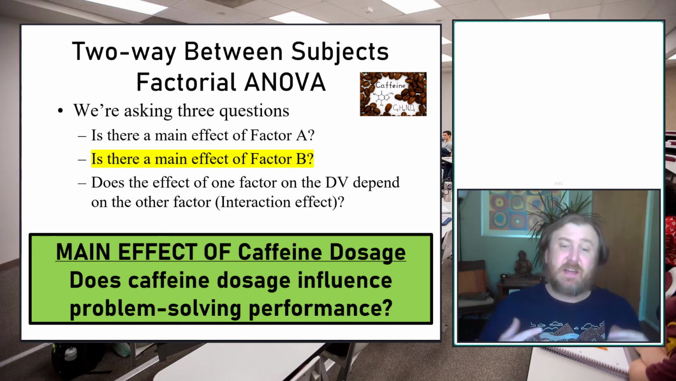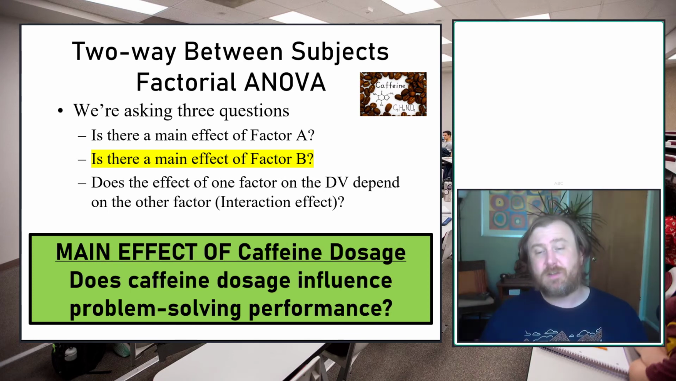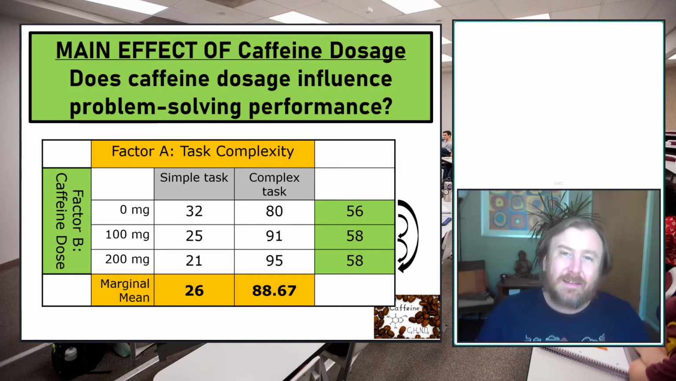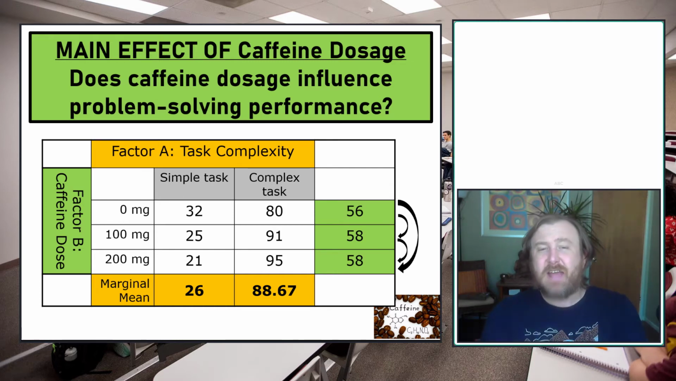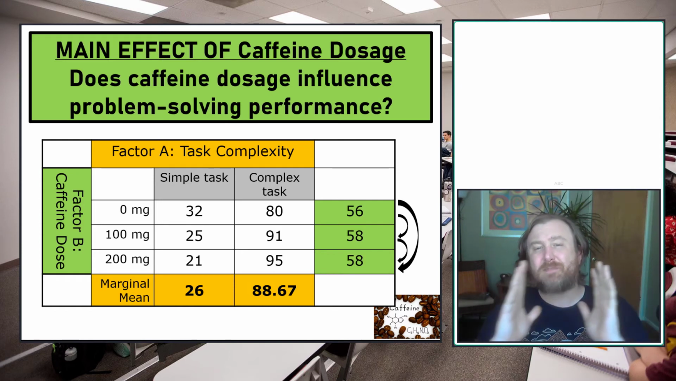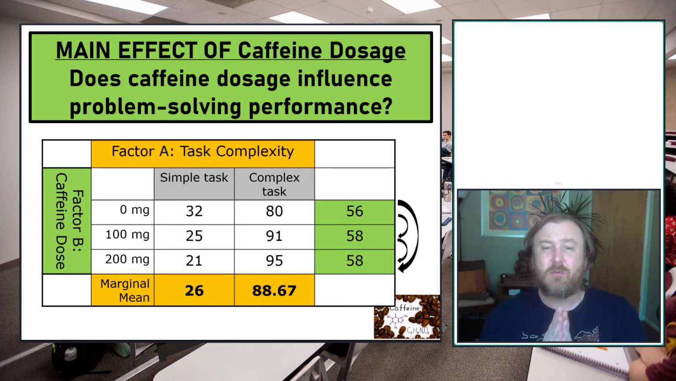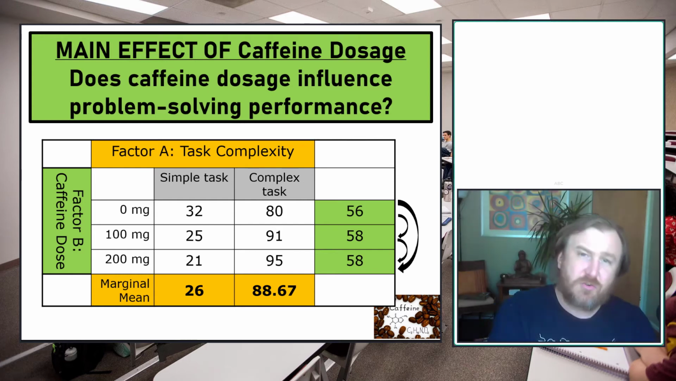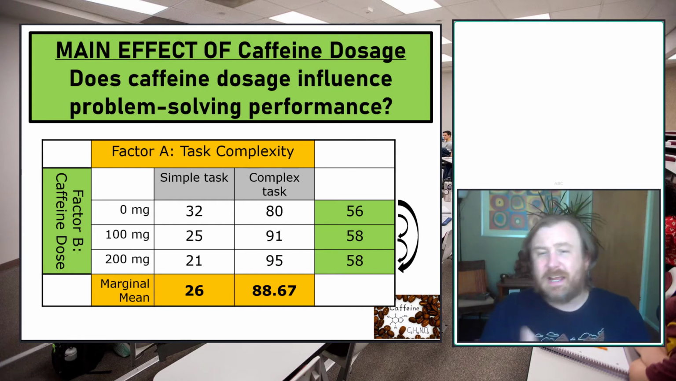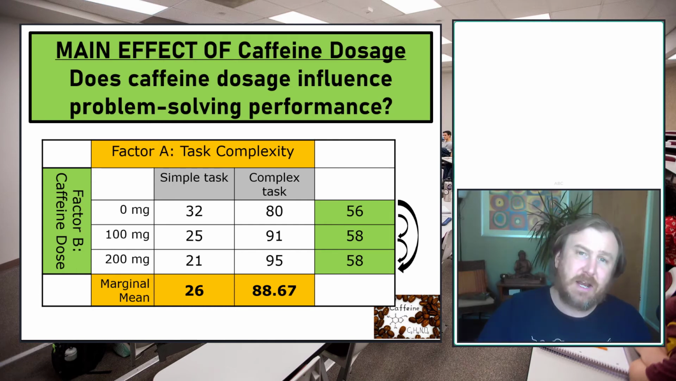What this is asking is, does caffeine dosage influence problem-solving performance? So we're going to do exactly the same thing as we did for factor A. Whenever we're doing the main effect of factor B, now what we want to do is disregard task complexity. We want to collapse across task complexity. So we're going to average 32 and 80 together, and then average 25 and 91 together, and then average 21 and 95 together. And we're going to get these marginal means on the right, shaded in green.